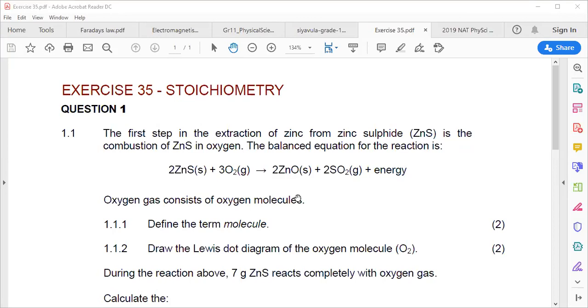All right. Let's look at exercise 35, stoichiometry. The homework that I gave you yesterday, you're going to go over this and check what's happening here. Let's start with 1.1. The first step in the extraction of zinc from zinc sulfide, ZnS, is the combustion of ZnS in oxygen. The balanced equation for the reaction is given as 2 zinc sulfide solid plus 3 oxygen gas to give you 2 zinc oxide solid plus 2 sulfur dioxide, plus energy. Clear?